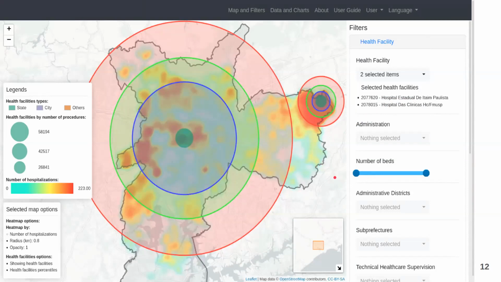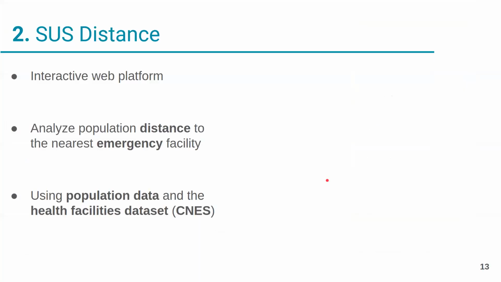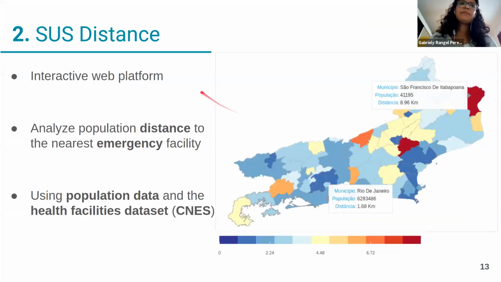I'm going to pass on to Gabriely now to talk about the SUS Distance platform. Okay, thank you, Lucas. So, hi everyone. The second platform we're going to show you is called the SUS Distance, and it is an interactive web platform created to analyze the population distance to the nearest emergency facility. And to do this, we used some population data and the health facilities data set, the CNES.